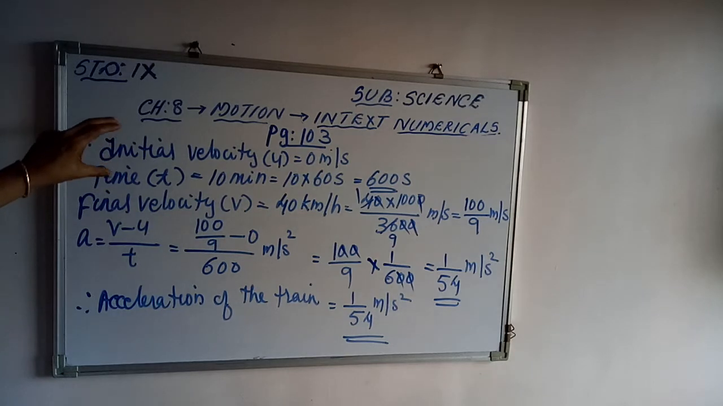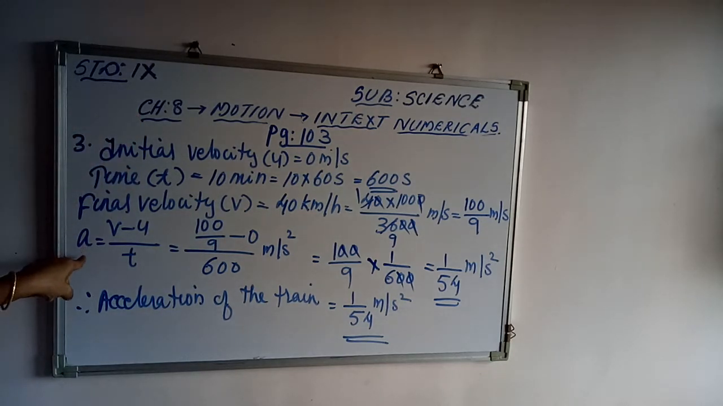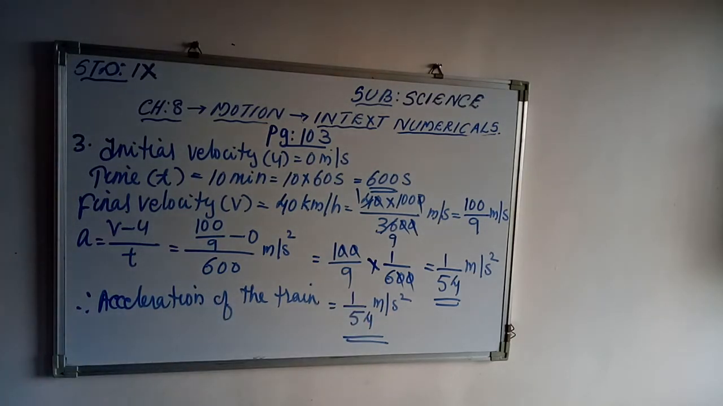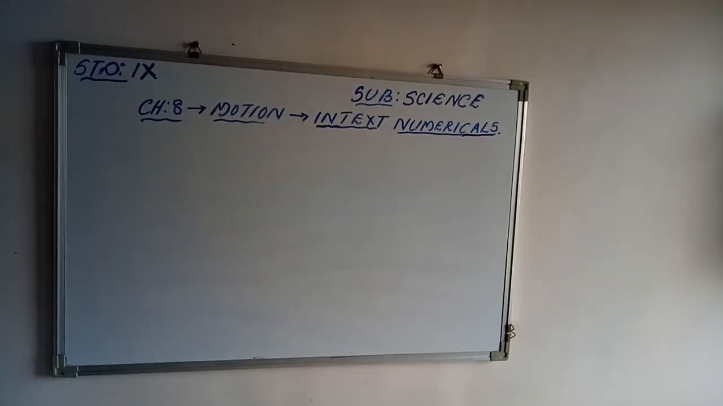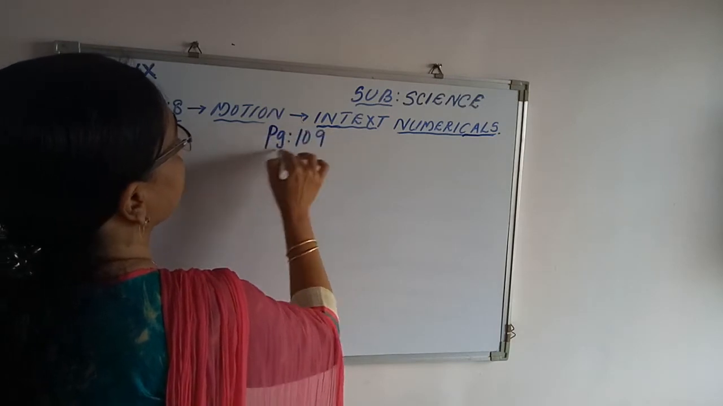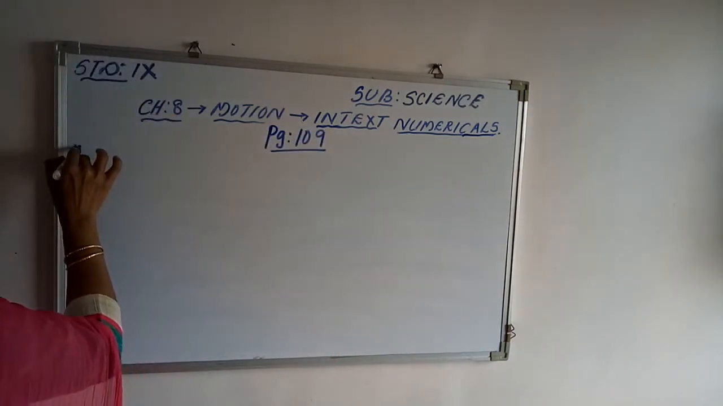Only you have to substitute the values in the equation. Formula you know how to find out acceleration. Change in velocity upon time. So substituting the value, we get the acceleration of the train as 1 upon 54 meter per second square. So next page 109. Page 109. The first question in that.